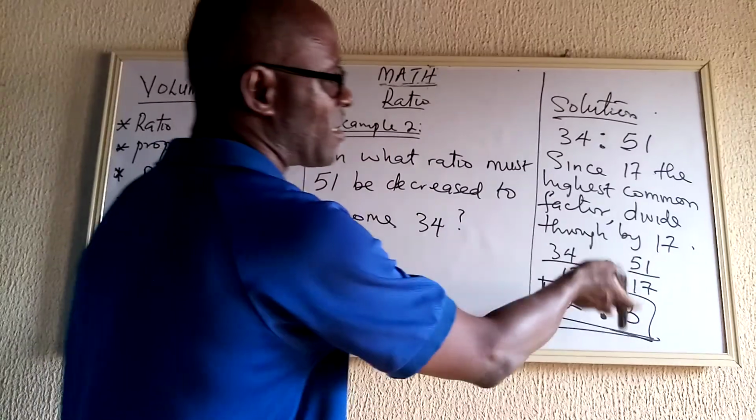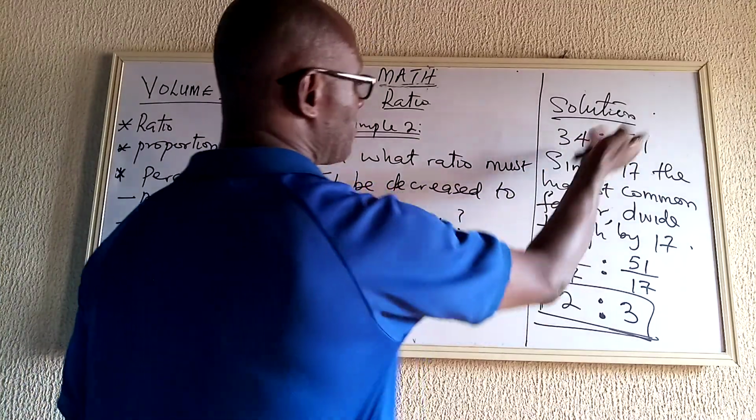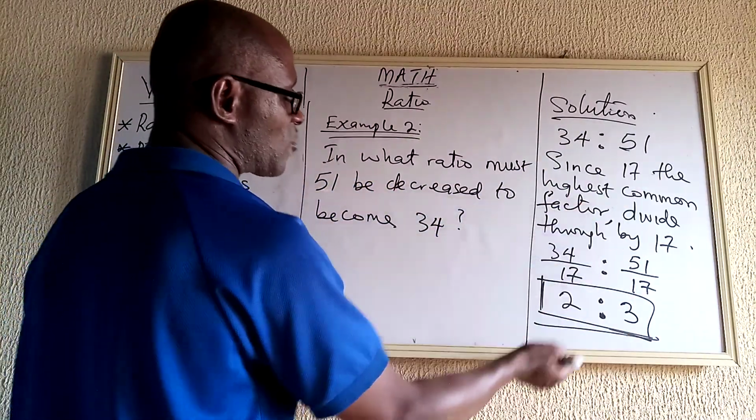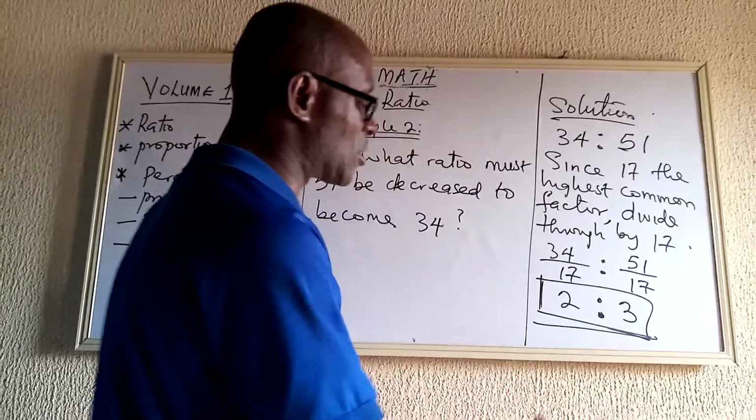So you look for a common factor, that's the highest common factor, which is 17. You divide both of them by 17. 17 into 34 will give us 2. 17 into 51 will give us 3. Then you get 2 ratio 3.